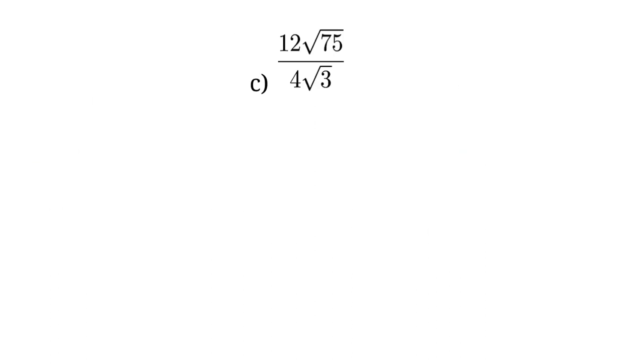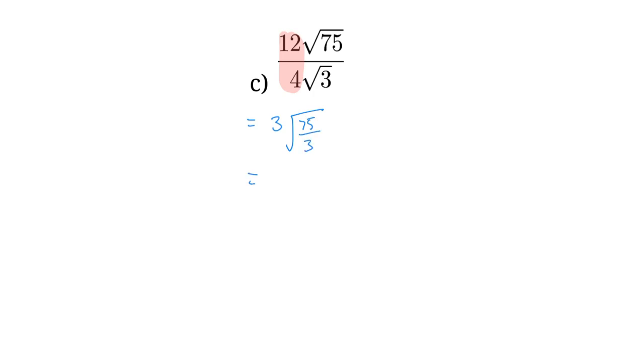So here's our next question. We have 12 root 75 divided by 4 root 3. And we have these whole numbers here that we could just divide. So 12 divided by 4 is just 3. And we're actually going to combine this root 75 divided by root 3 into one radical. So this is the same thing as root 75 divided by 3, okay?